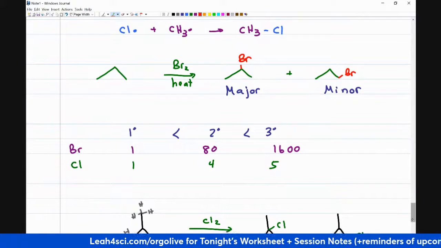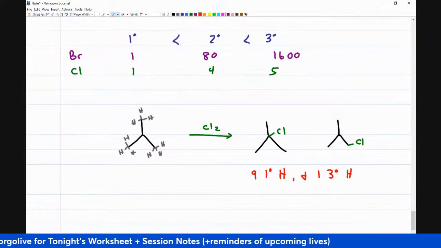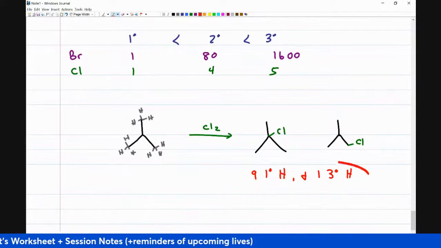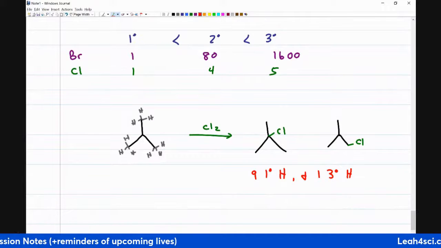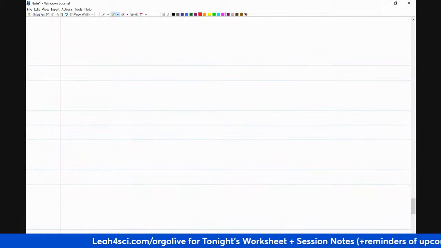Let me know in the comments if your professor requires you to memorize this. We had to memorize these numbers, and then we had to do the math to actually show exactly what percentage of primary versus tertiary we would get. I did not like those questions, so hopefully you don't have to know them.